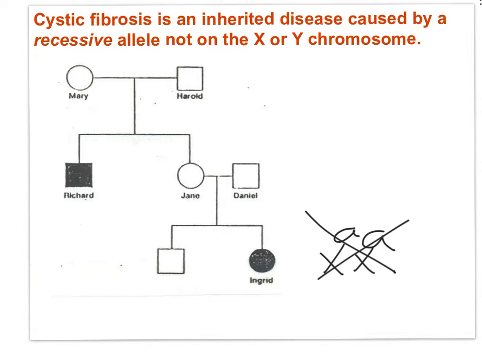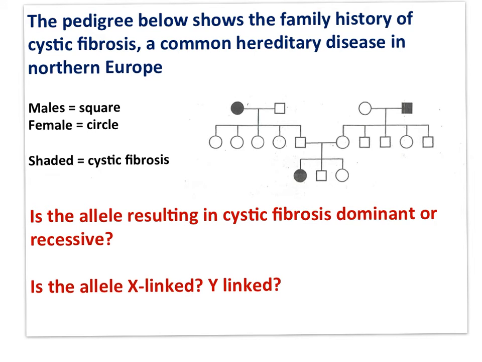As such, Jane and Daniel are heterozygous, as are the parents of Jane. Ingrid and Richard are homozygous recessive. Once again, cystic fibrosis is caused by a recessive autosomal allele.